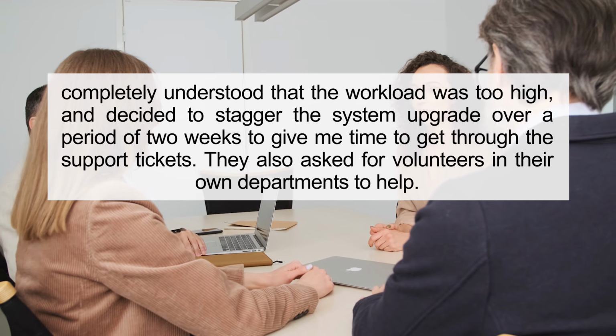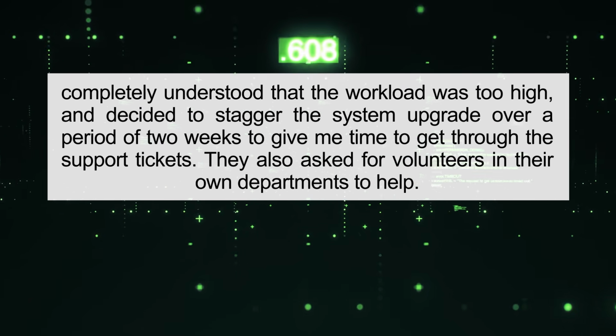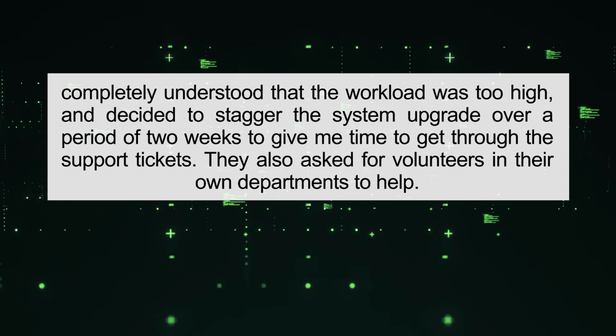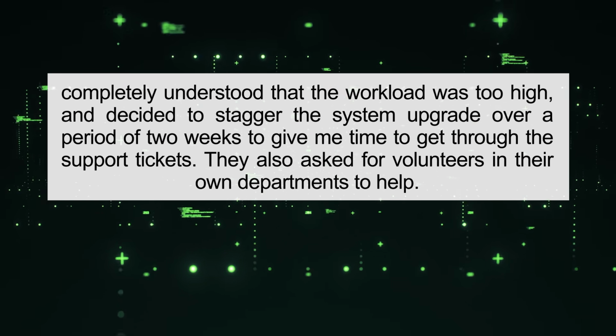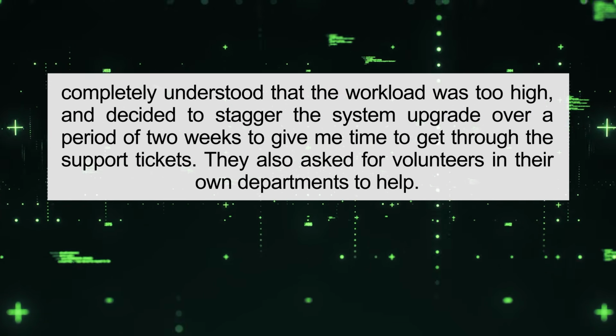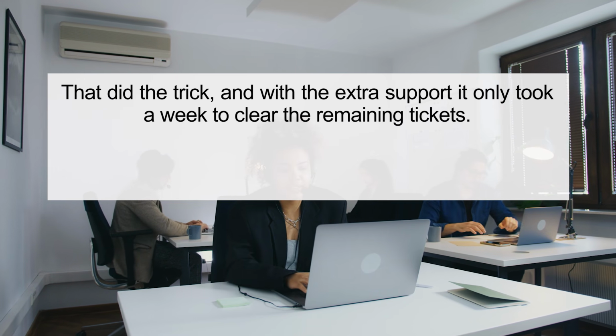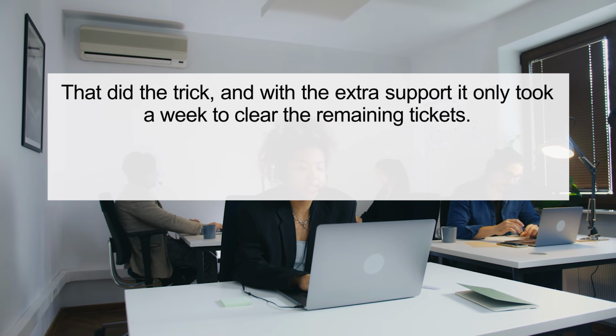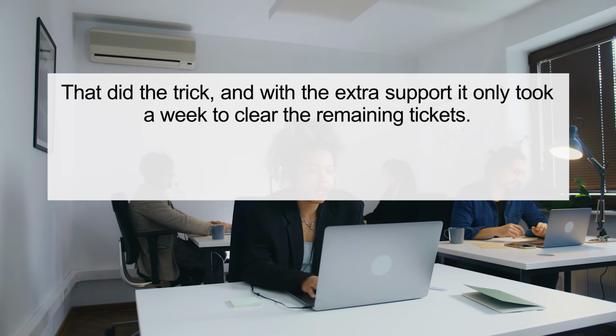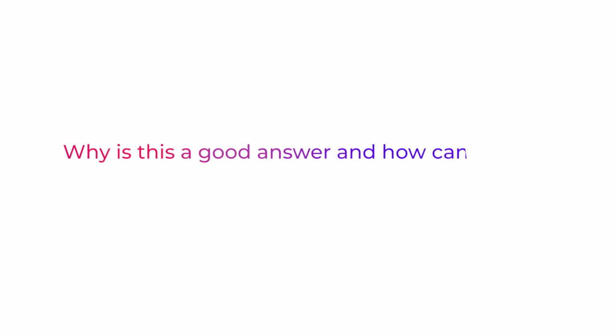They completely understood that the workload was too high and decided to stagger the system upgrade over a period of 2 weeks to give me time to get through the support tickets. They also asked for volunteers in their own departments to help. That did the trick, and with extra support, it only took a week to clear the remaining tickets. Why is this a good answer, and how can I use it?